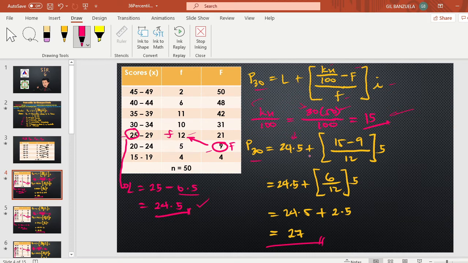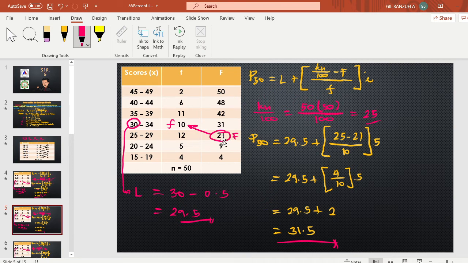So 24.5 plus, of course, the value of kn over 100, minus your cumulative frequency, which is 9, divided by your frequency where the lower limit is located, 12, times the class interval 5. So let's simplify. We have 24.5 plus, of course, 6 over 12 is equal to 1 half, times 5, that is 2.5, plus 24.5. So therefore, our P30 is 27. Okay, I hope that is clear.